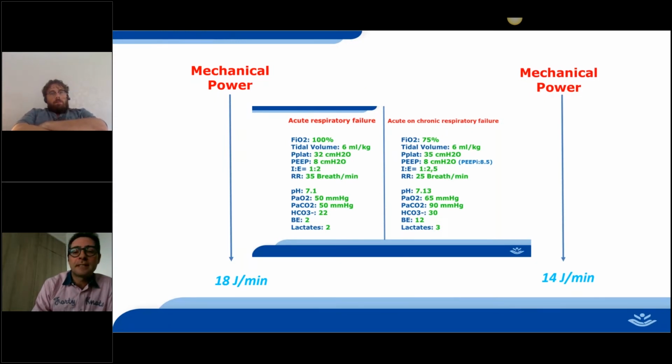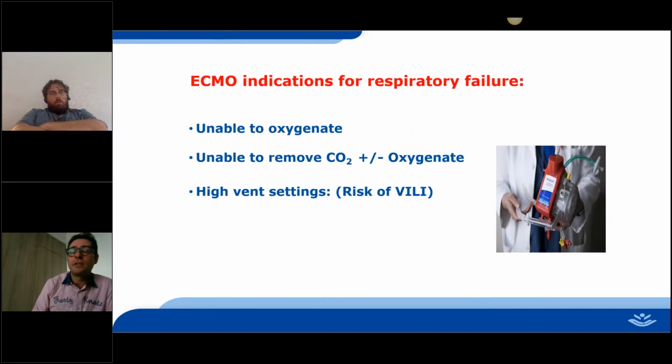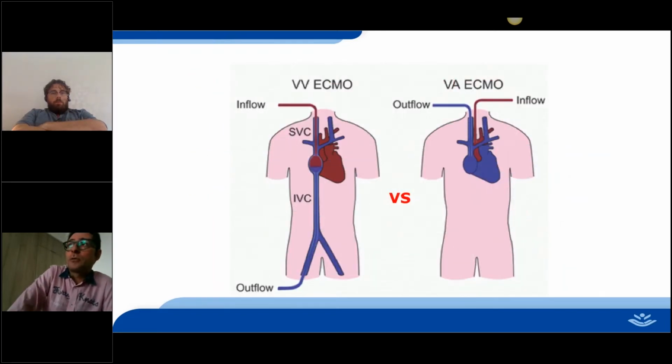will believe that it's time to go on ECMO for obvious reason, mainly because we are unable to oxygenate, we are unable to remove CO2, plus or minus oxygenate, or only because we have high ventilator settings in both of the situations. The first question that we have to ask ourselves: what is the best way to heal the lung in ECMO, the VV ECMO or the VA ECMO? This is a question without an answer, and unfortunately for us there is nothing.